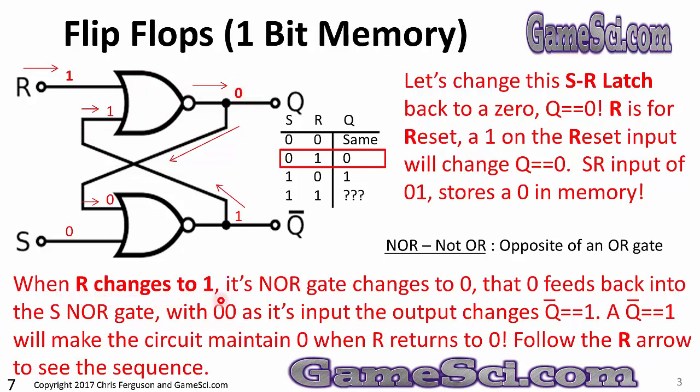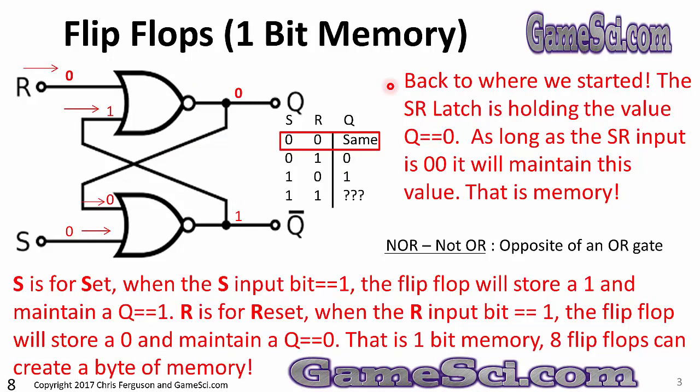When R changes to 1, its NOR gate changes to 0. That 0 feeds back into the S NOR gate. With 0, 0 as its input, the output changes. Q naught becomes a 1. A Q naught of 1 will make the circuit maintain a 0 when R returns to 0. Follow the R arrow to see the sequence. Back to where we started. The SR latch is holding the value Q equals 0.